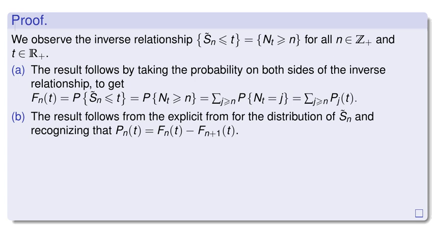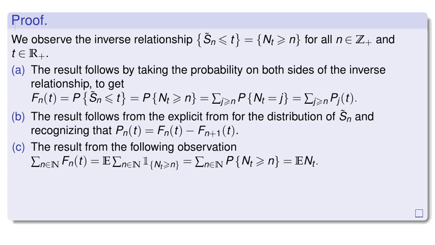B, this result follows from the explicit form for the distribution of S_n tilde, which is gamma or Erlang, and by recognizing that p_n of t equals F_n of t minus F_(n+1) of t, as we established earlier.